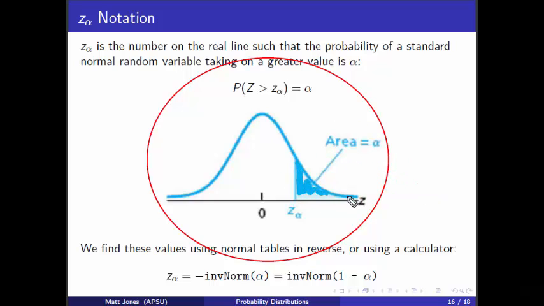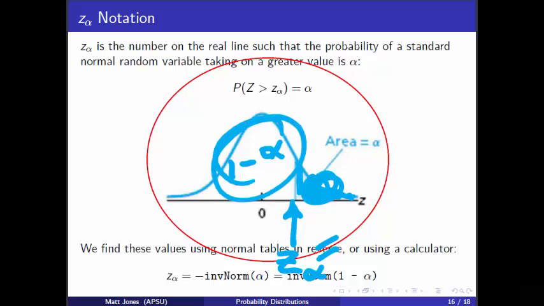If this area is alpha, then this mark is called z sub alpha. Z sub alpha, okay? That's the symbol we give it, because we're putting an alpha down in the subscript. What's the meaning of that mark? Well, if you think about it, if I've got alpha to the right there, then I've got 1 minus alpha off to the left. I've got alpha over here, and I've got 1 minus alpha over there.